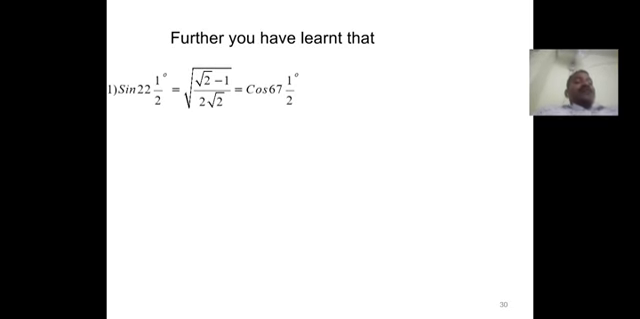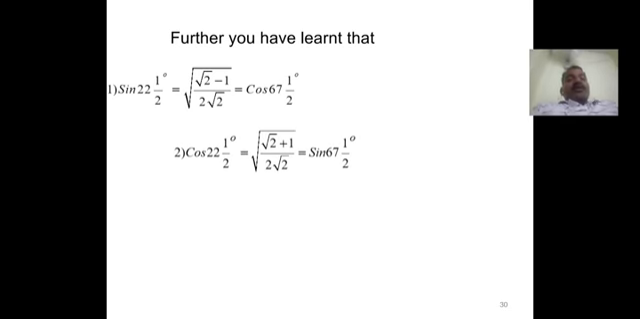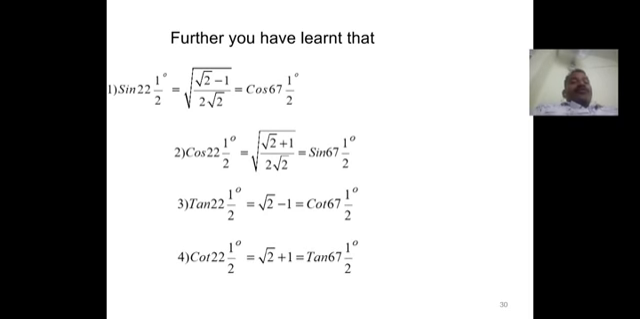Then the trigonometric ratios for 22 and a half. Sin 22 and a half is square root of root 2 minus 1 by 2 root 2, that is cos 67 and a half. Cos 22 and a half is square root of root 2 plus 1 by 2 root 2, that is sin 67 and a half. Tan 22 and a half is root 2 minus 1, that is cot 67 and a half. Cot 22 and a half is root 2 plus 1, that is tan 67 and a half. These are the trigonometric ratios for 22 and a half.